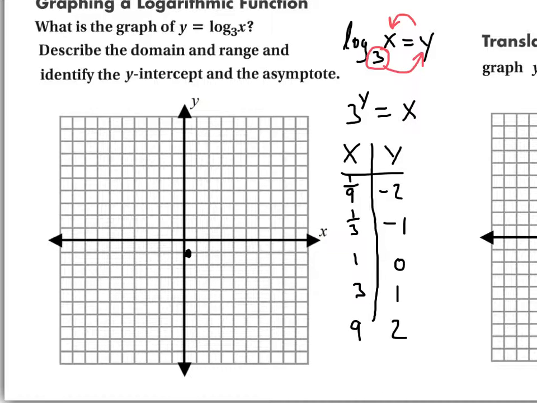Please make sure that you're plotting these in the appropriate location. Pay attention to what your x coordinate is and what your y coordinate is. Then I have 1, 0. I have 3, 1. And I have 9, 2. Oops, 9, 2 right there. Please remember, logarithmic functions have an asymptote at the y-axis. So when I graph this, my graph will look something like this.